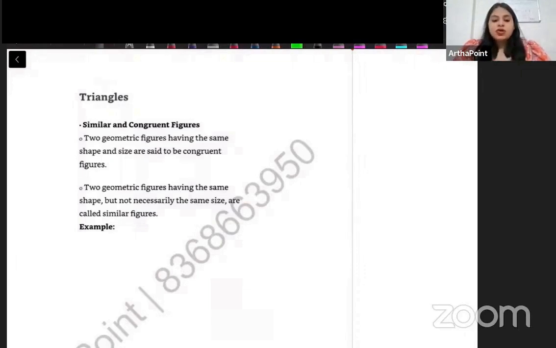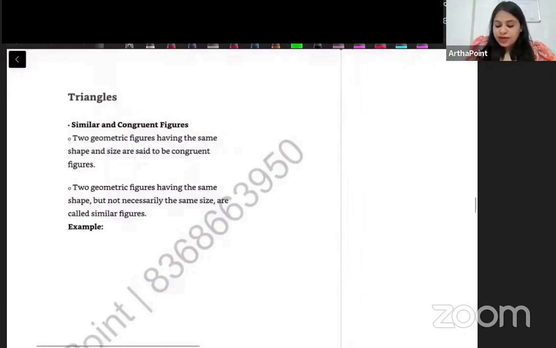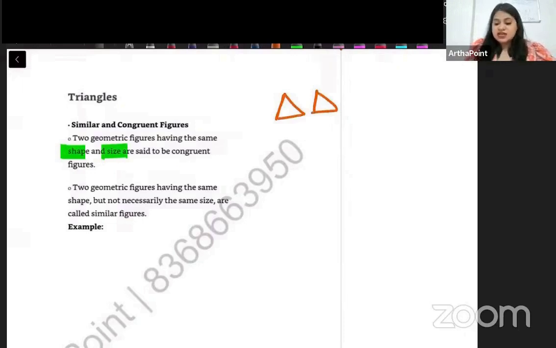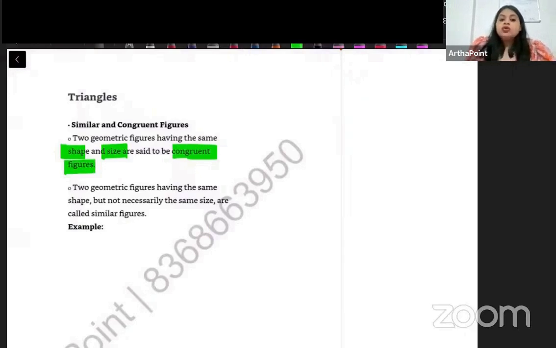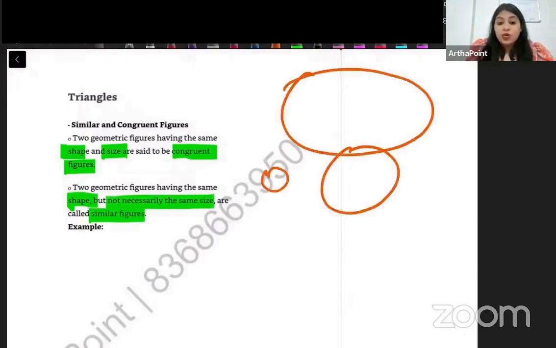Two geometric figures that have the same shape and size, both should be the same. Same shape and size, meaning as much as one is, the other is the same, they are called congruent. Two geometric figures that have the same shape but not the same size are called similar. Like all circles are similar, but they don't have the same size. They are not congruent.